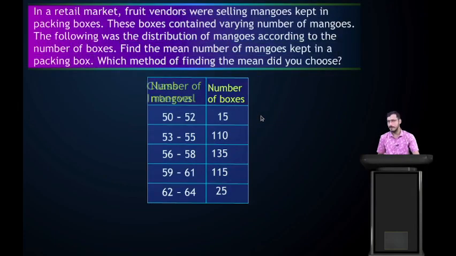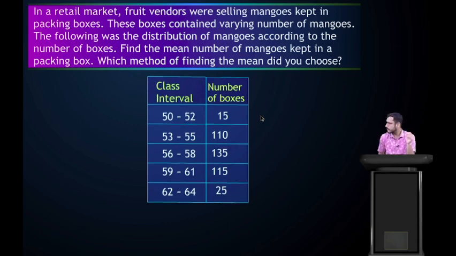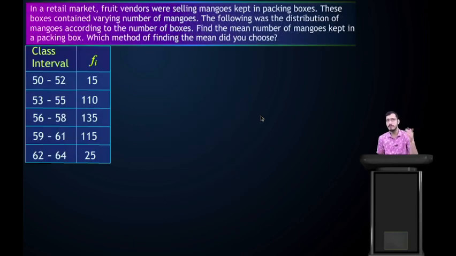Let's take one more example. In a retail market, fruit vendors were selling mangoes kept in packing boxes, and these boxes contained varying numbers of mangoes. The following was the distribution of mangoes according to the number of boxes. Find the mean number of mangoes kept in a packing box. Which method of finding the mean did you choose? Here you can see the class intervals given, and in the second column the frequency f_i is given. The class interval is 50 to 52.